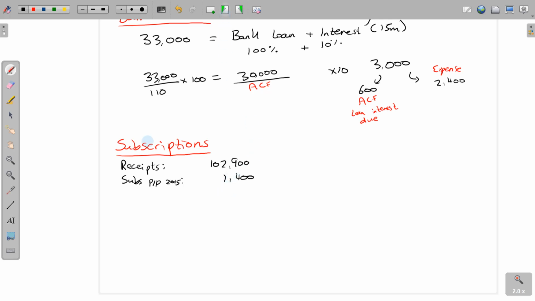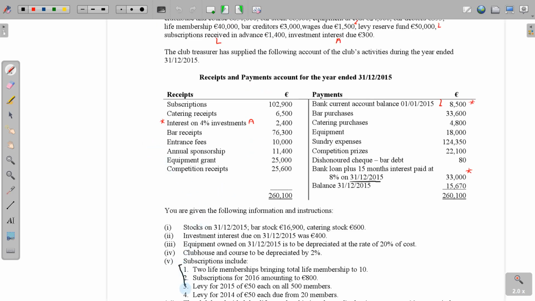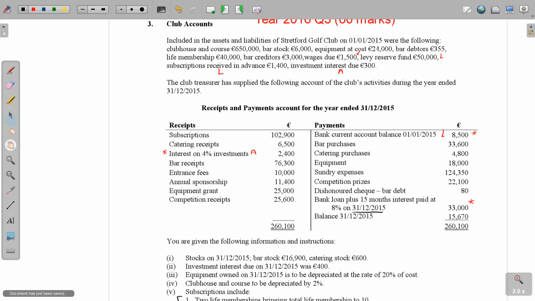Now we go back to our little adjustments, all right, and they say 2 life memberships, bringing the total life membership to 10. This is a standard adjustment, so straightforward. They're telling me there's 2 life memberships, but they're not giving me any figures. So we now know that there's 10 life memberships now, but initially there was 8. So at the start of the year, there is 8 life memberships. That's a little trick for this question.